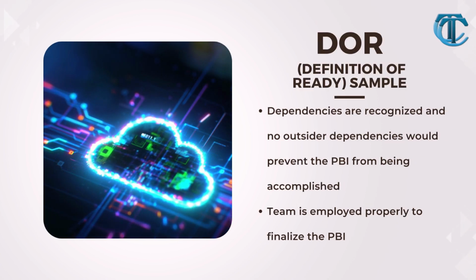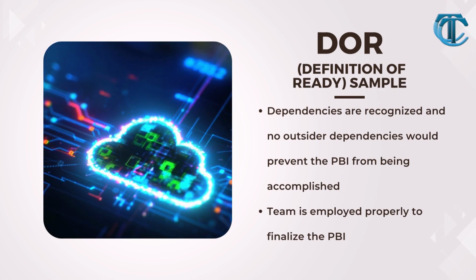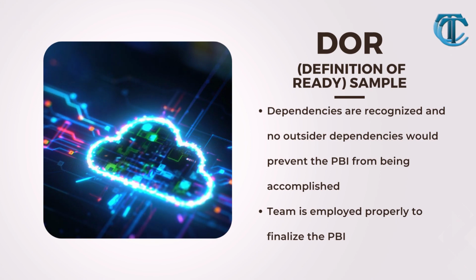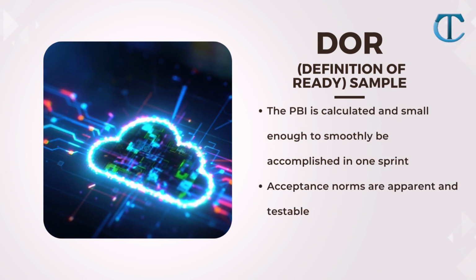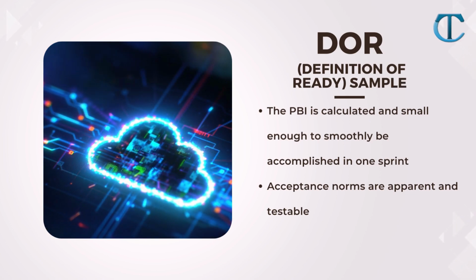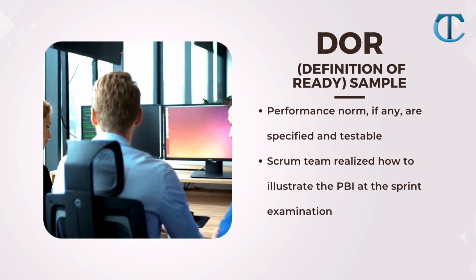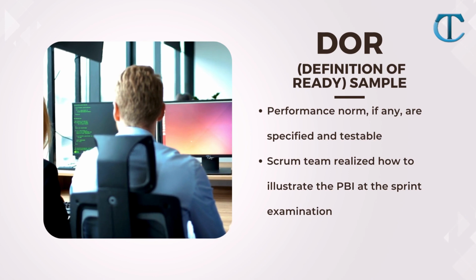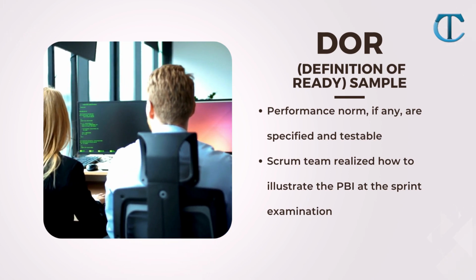Dependencies are recognized and no outside dependencies would prevent the PBI from being accomplished. Team is employed properly to finalize the PBI. The PBI is estimated and small enough to be smoothly accomplished in one sprint. Acceptance norms are clear and testable. Performance norms, if any, are specified and testable. Scrum team knows how to demonstrate the PBI at the sprint review.